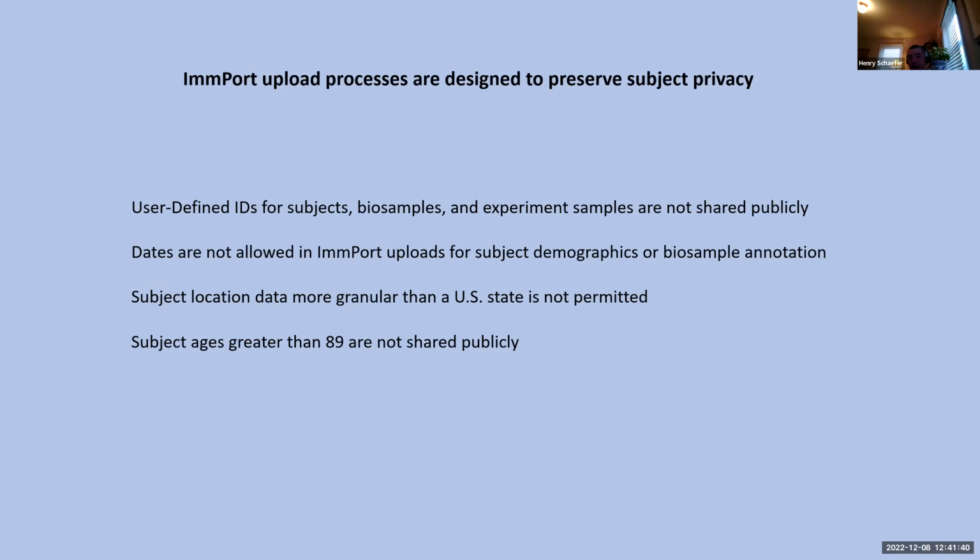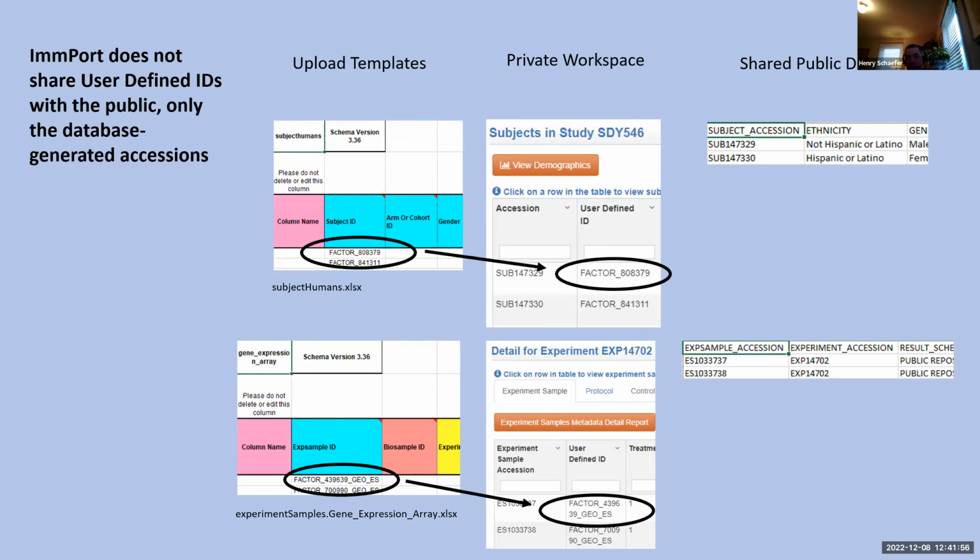Or sometimes you're getting data from a blood bank and you don't know the age, and you may say, okay, my subjects are between the ages of 18 and 89 because they're from a blood bank and I don't know how old they are. So there are different tools that ImmPort uses to help you preserve the privacy of your subjects.